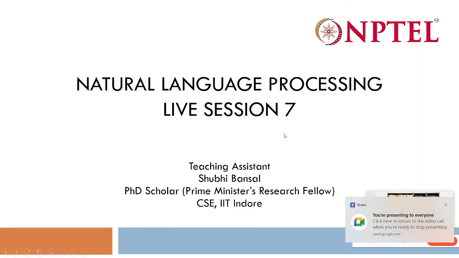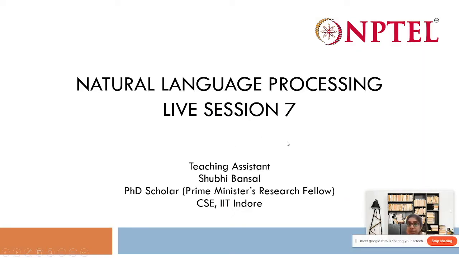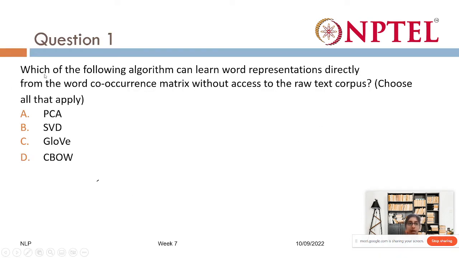So today there is live session 7, and I hope you have gone through the videos that were mostly based on distributional semantics and word embeddings. So we will see some questions related to that. The first question is: which of the following algorithms can learn the word representations directly from the word co-occurrence matrix, and assume that the raw text corpus is not given. Then you have to choose which options apply. This can be multiple options; more than one answer can also be correct for this question.